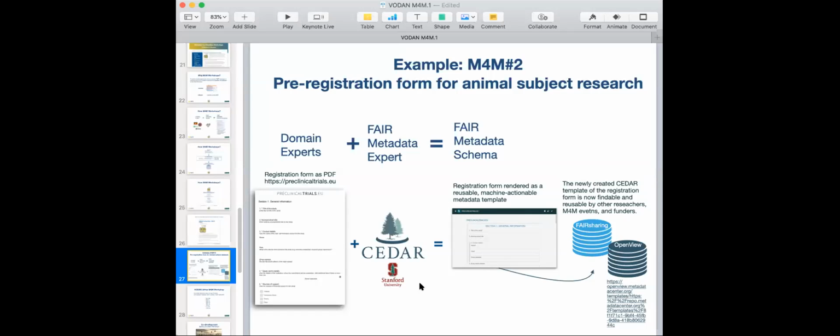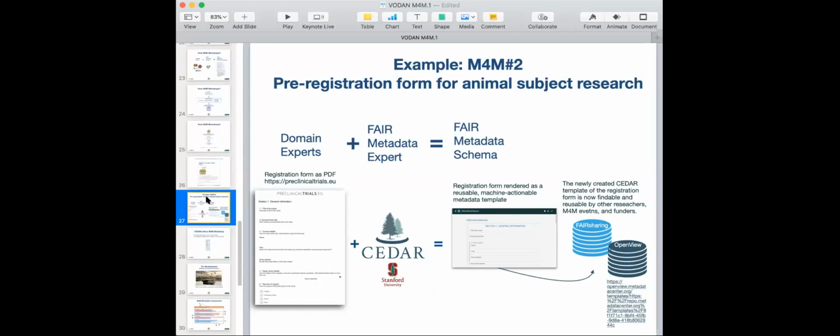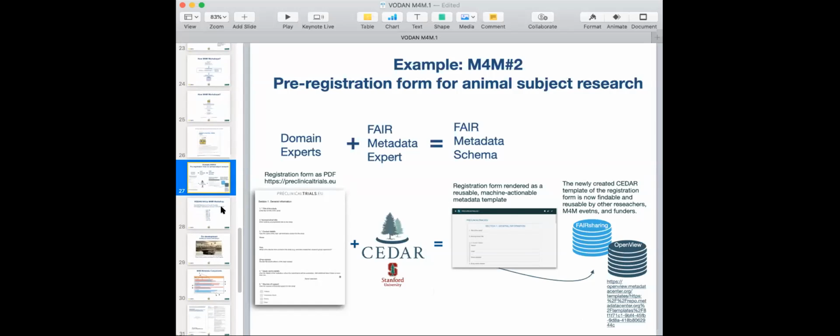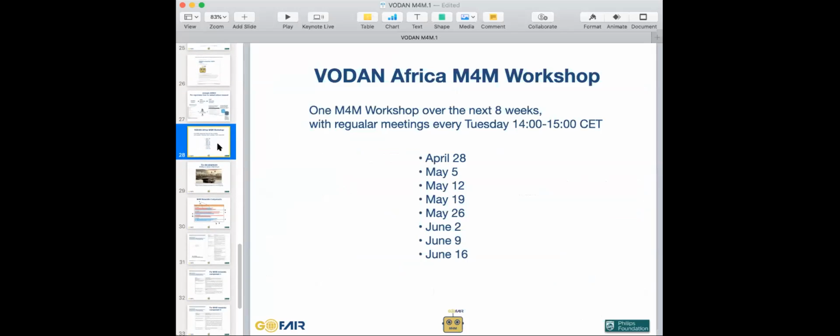And it turns out that even in the emerging COVID-related funding that's coming along in the Netherlands, there was a requirement to pre-register your research. That requirement now can just repurpose this information that we created in Metadata for Machine workshop number 2. So even though this concept of M4Ms is still very young, I think we're already showing how it can be useful.